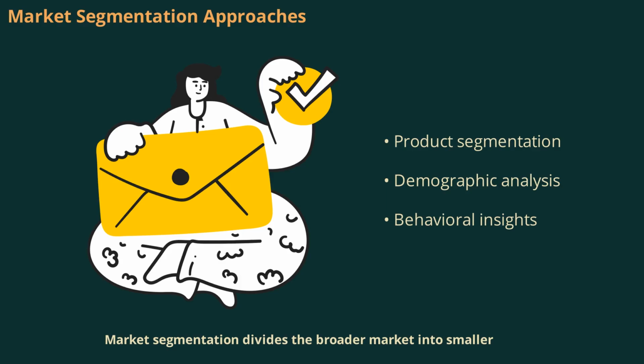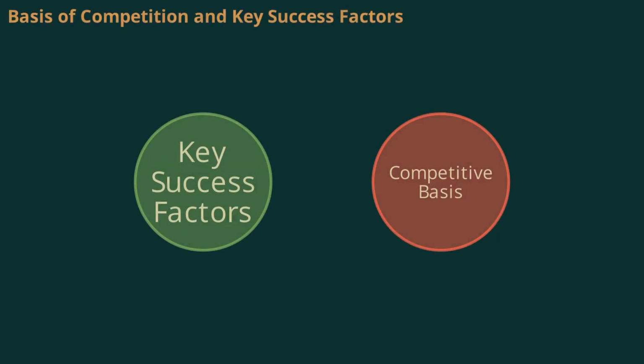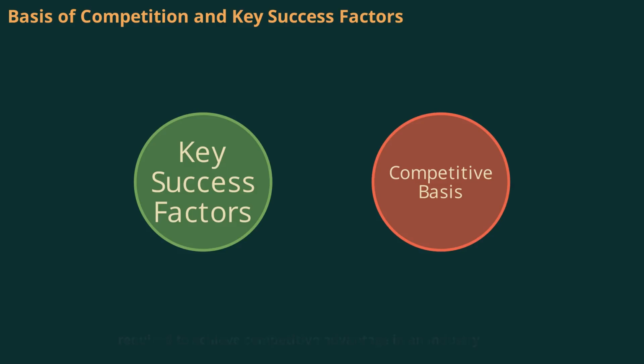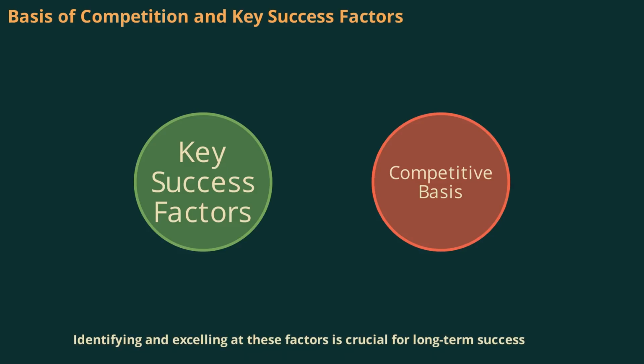Market segmentation divides the broader market into smaller, more defined groups based on shared characteristics. Segmentation can be based on product features, demographics, psychographics, behavior, or geography. This enables organizations to design targeted marketing and operational strategy. Basis of competition is what makes customers choose one business over another, be it price, quality, features, or service. Key success factors, KSFs, are the critical elements required to achieve competitive advantage in an industry. Identifying and excelling at these factors is crucial for long-term success.